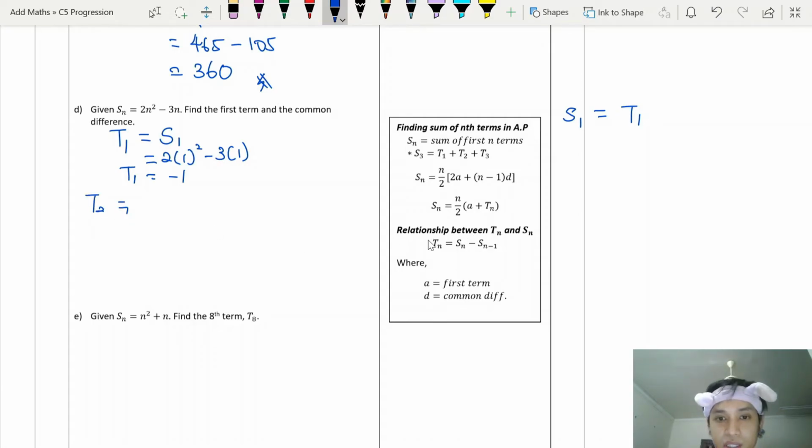Basically we use this formula here: T2 equals S2 minus S1. So we substitute the value here, S2. So 2 times 4 minus 3 times 2. Then you need to minus S1. You already know your S1 is negative 1, so minus negative 1. If you want to resubstitute again, you can, just make sure you put the bracket.